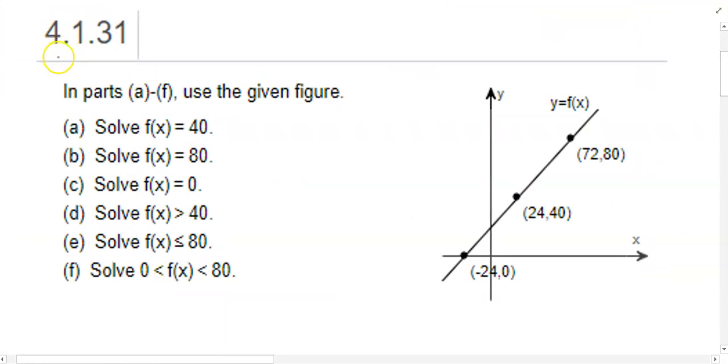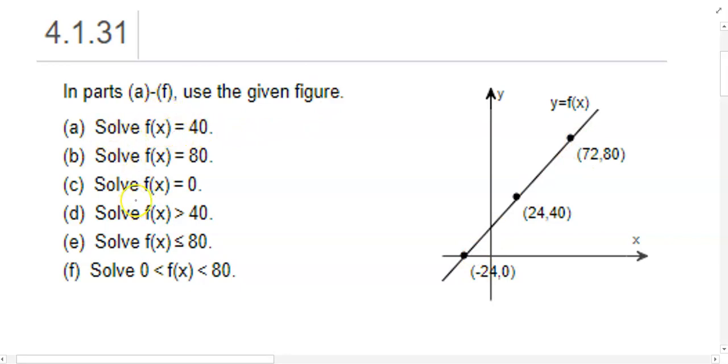This corresponds to Chapter 4, Section 1, number 31, and it does show up in our assignment for this week. We have to answer all 6 of these parts based on the given function. Now, we don't know the equation of the function. We don't know the equation that generated this shape, but based on this picture and the data points that are given, I think we can answer these problems with no real difficulty here.